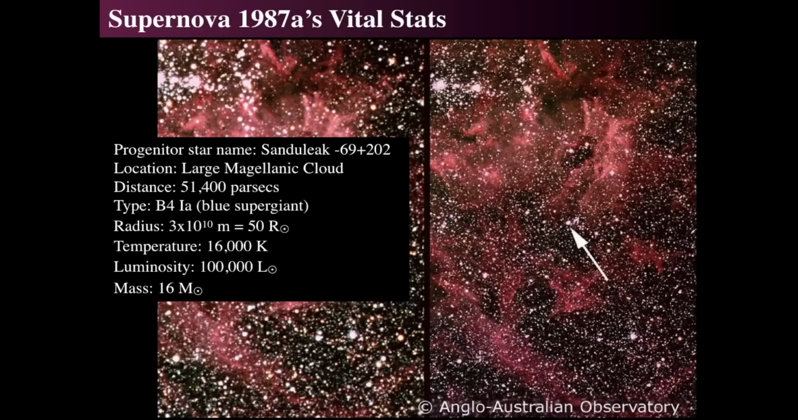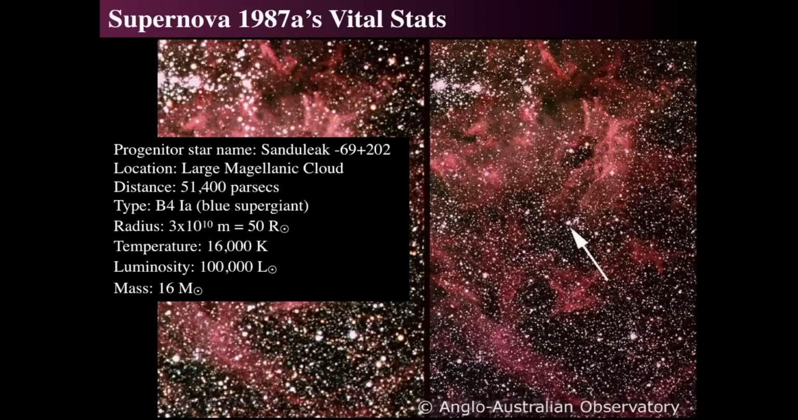So here are some of the vital statistics for 1987A, which was a supermassive star. It has a funny name, named after the person who made a catalog of these large, hot stars in that area. Large Magellanic Cloud, distance about 50,000 parsecs. The type of star was a B-type supergiant. So it's not as hot as an O star, but it definitely is a hot blue star.